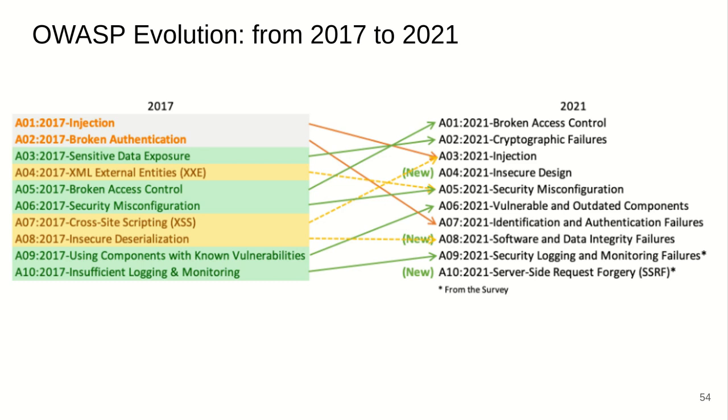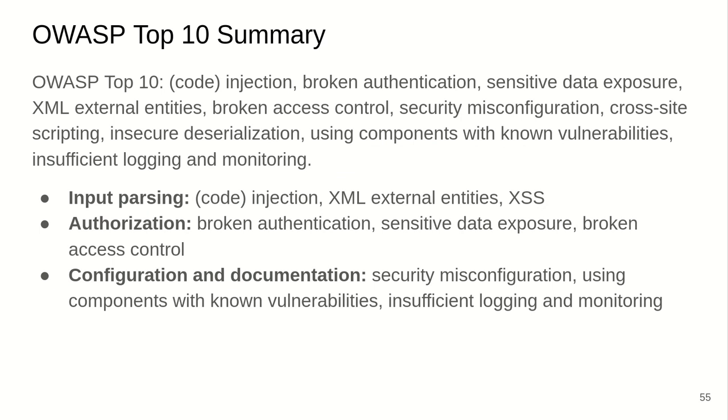So to summarize, OWASP top 10 consists of code injection, broken authentication, sensitive data exposure, XML external entities, broken access control, security misconfiguration, cross-site scripting, insecure deserialization, using components with known vulnerabilities, and logging and monitoring. So these are a lot of different threats, and we can summarize 3 big themes: input parsing, authorization, and configuration and documentation. For input parsing, code injection is a big theme that is extremely important, same as we've seen from software security before.